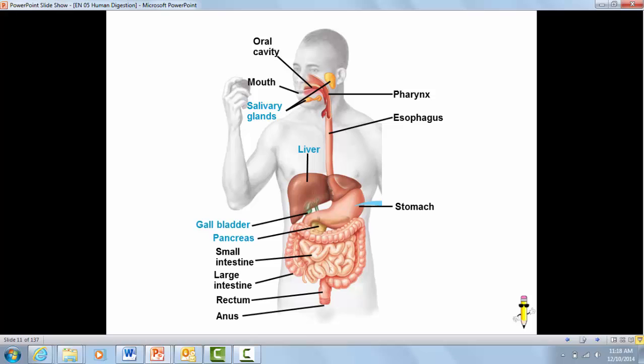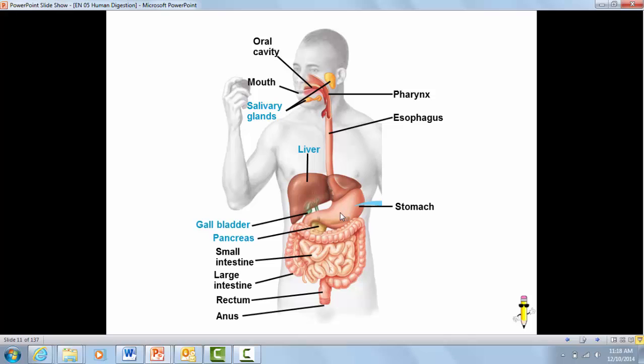Our journey is starting in the mouth. Just like we talked about with hydrolysis, that enzyme amylase is breaking apart those carbohydrates and breaking apart that starch into glucose, into smaller pieces. Food will then travel through the oral cavity, down the pharynx, through the esophagus, and into the stomach.